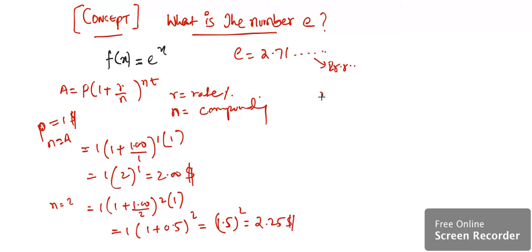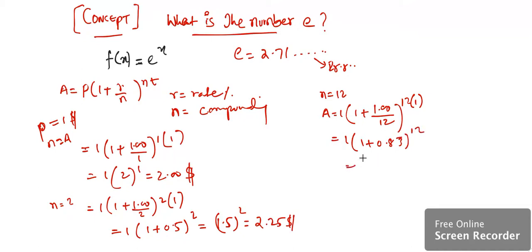What if I go on doing it monthly? Basically, if I compound it monthly with the same principal, A is equal to 1 plus 1 by 12, with the rate 100%, monthly in a year. So this will give me around 1 plus 0.083 with the 3 repeating. If I calculate using a scientific calculator, I'm going to get $2.61.